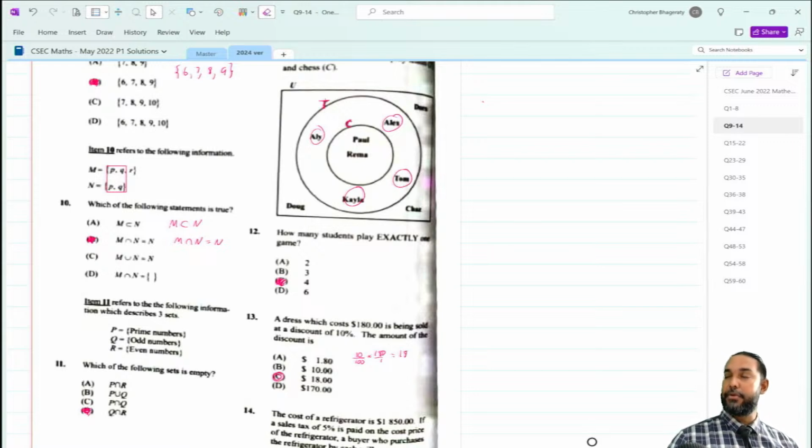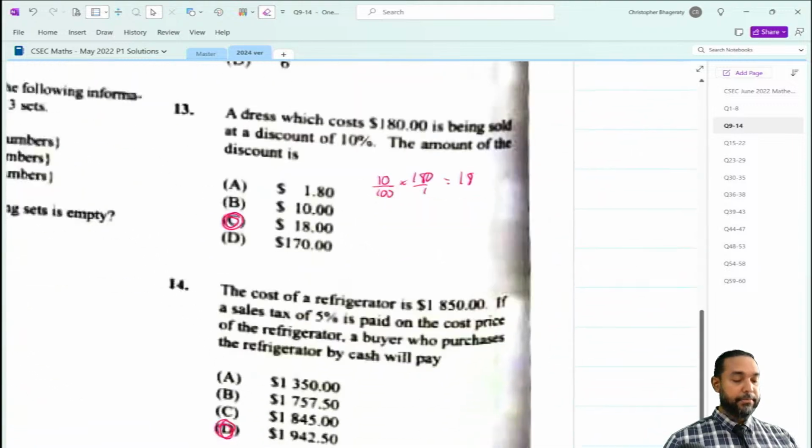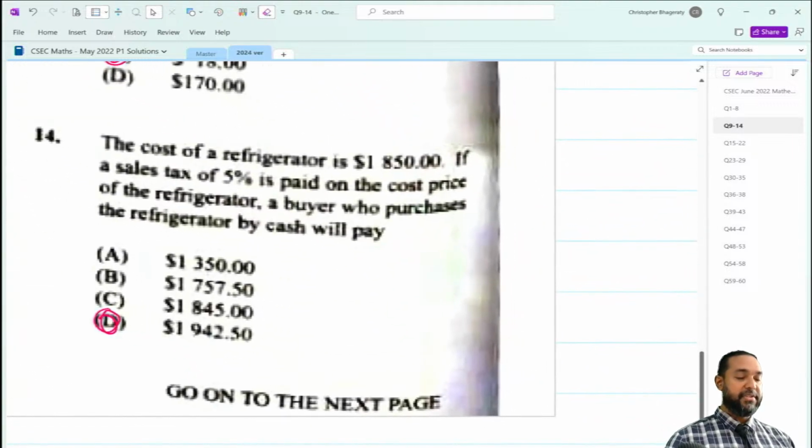Can you explain 14, Chris? 14, no problem. So if we have a sales tax to pay on the cost price, a buyer who purchases the refrigerator for cash, the cost of the refrigerator is $18.50, right? If you had to pay tax on top of that, will you end up paying more or less than the $18.50 overall? You pay more. And the only option that is more than $18.50 is option D.